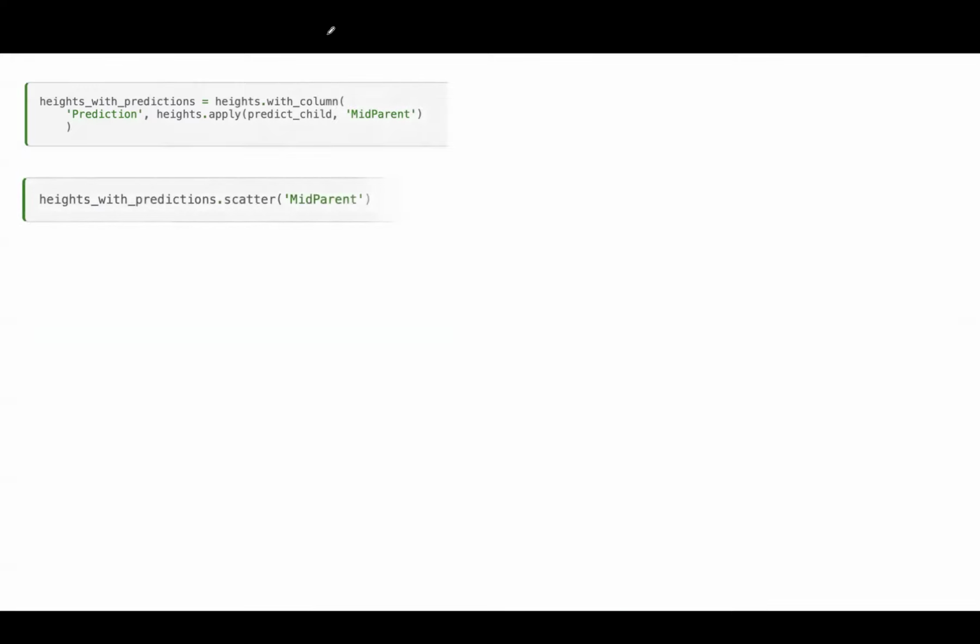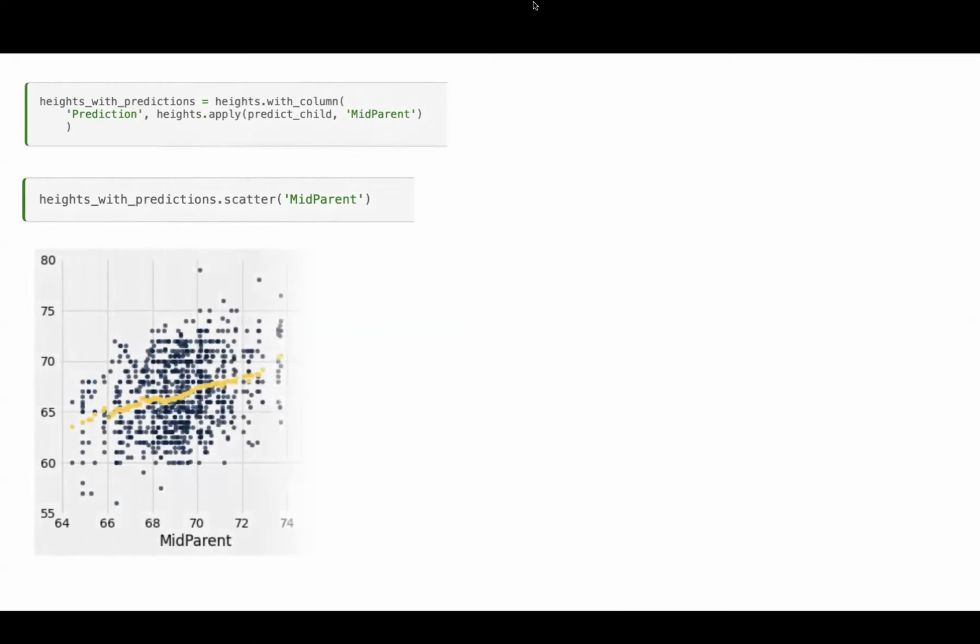Now let us take a look at the heights with predictions scatter plot. This is what we see. So basically, you can see a good line, an increasing line. So it suggests that we have a linear relation between x and y.